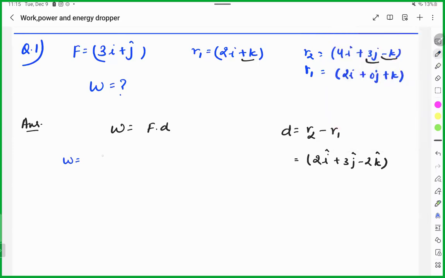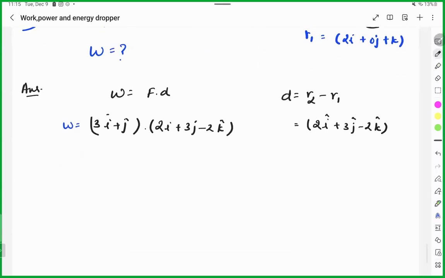So if you don't have a doubt in this, now put in the values for work done. What is the force? 3 i cap plus j cap, dot product of 2 i cap plus 3j cap minus 2k cap. Correct? Simply multiply them. Remember, in case of dot product, this is an important concept: if there is the same value, it will be 0.